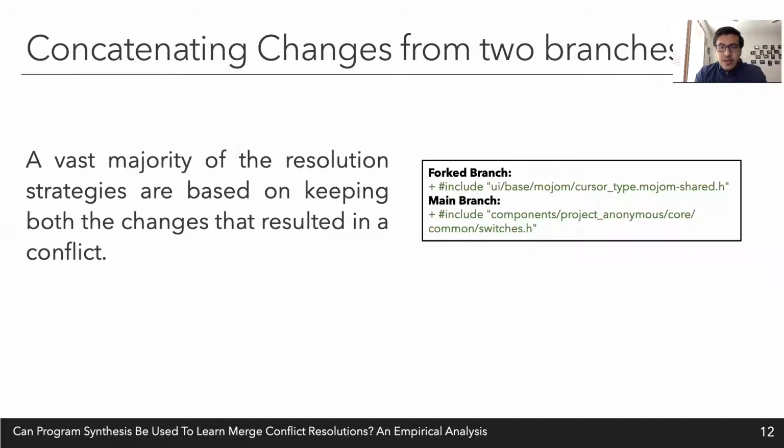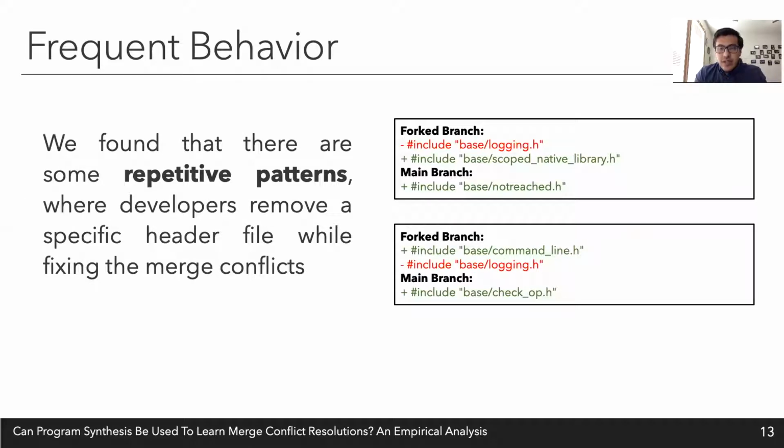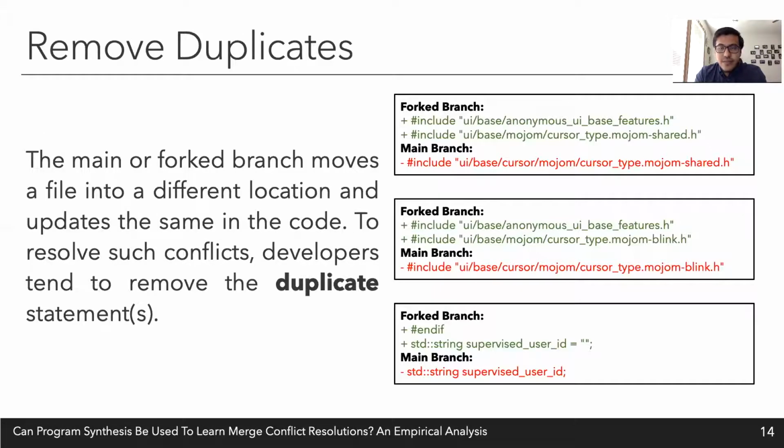A vast majority of the resolution strategies are based on keeping both the changes that result in the conflict. For example, in case of changes in the include statement, the developer can often take both changes. We found that there are some repetitive patterns where the developer removes a specific header, for example, the base login.h. This is a project-specific pattern due to the fact that the fork is using the login function differently than the main. Often, the main or fork branch moves a file into a different location and updates the same in the code. To resolve such conflicts, developers tend to remove the duplicate include statements.